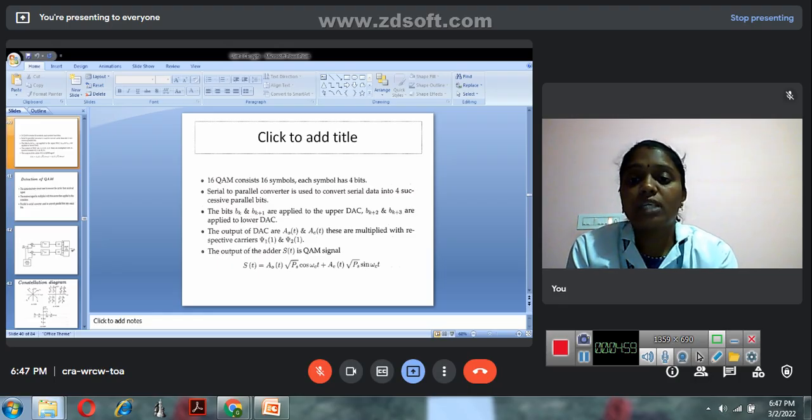The outputs of the DAC are Ao of t and Ae of t. These are multiplied with the respective carriers, that is psi 1 of t and psi 2 of t. The output of the adder is S of t, that is the QAM signal. That is S of t is equal to Ao of t into root of Ps cos omega Ct plus Ae of t into root of Ps sin omega Ct. That is the odd and even bit signals.